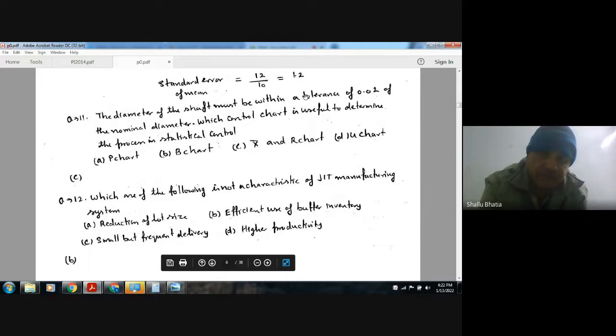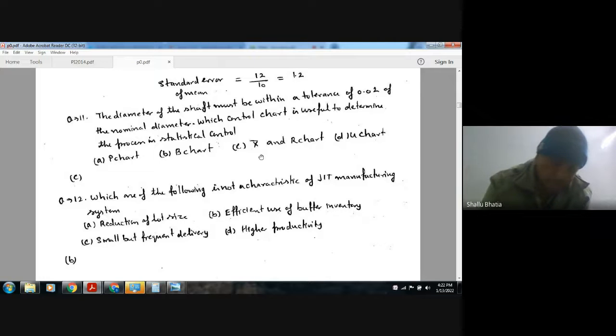Okay, so this is the tolerance, which is for dimensions. And the C chart is used for the number of defects. So the answer is C.